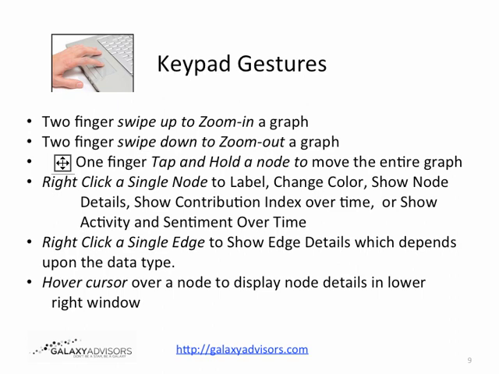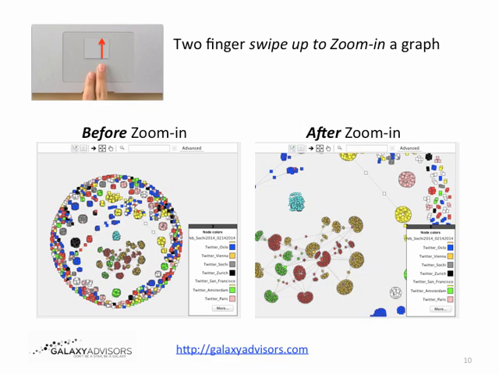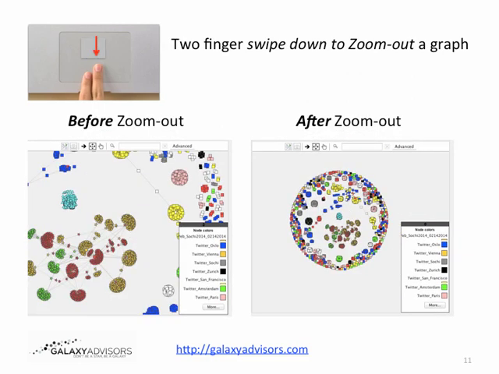So let's take a few samples of these keypad gestures. Two-finger swipe up. Here on the left, you might have zoomed out to look at an entire graph. Then I'm going to zoom in with a two-finger swipe up. Again, to swipe out. Before, on the left, here's what it looked like. And then if I do a two-finger swipe down, you can zoom out to see the entire graph. Zooming in and out makes it very easy to manipulate your graph visualization.